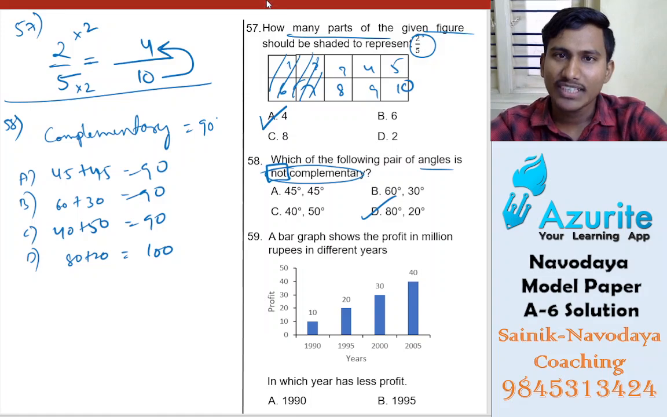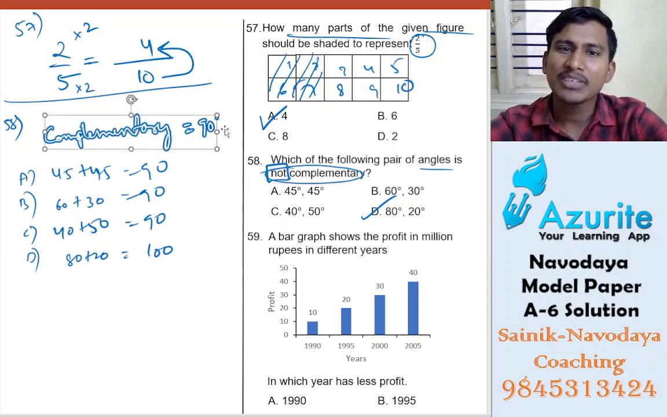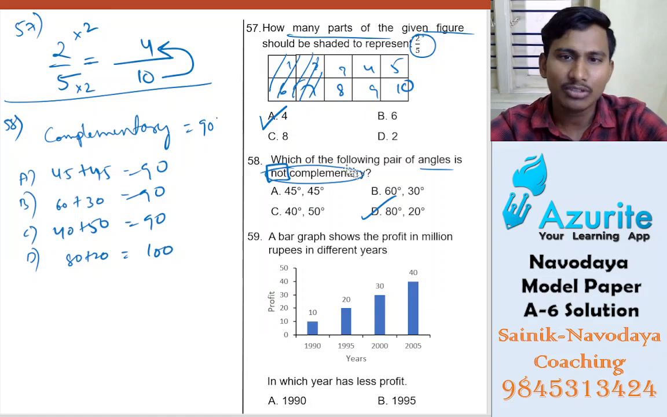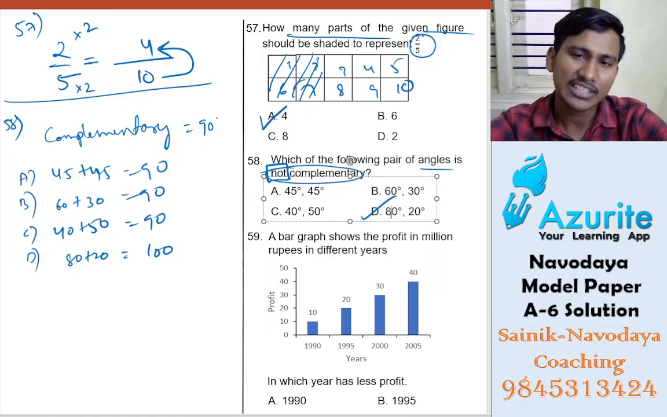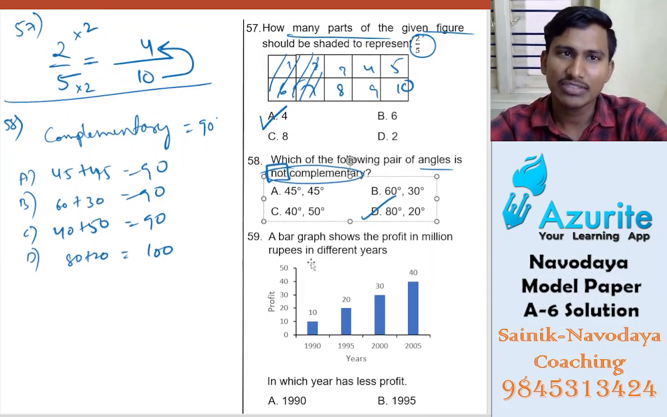So see here, question 58. Which of the following pair of angles is not complementary? Not complementary means it should not be 90. So A is 45 plus 45, 90 here, and B is 60 plus 30, 90 here, and 40 plus 50 is 90 here. 80 plus 20 is not 90, it is 100. So that is why that is the answer. Okay, good. That is very easy.